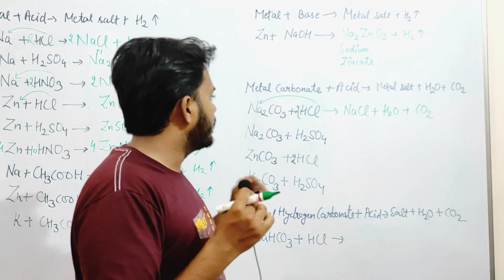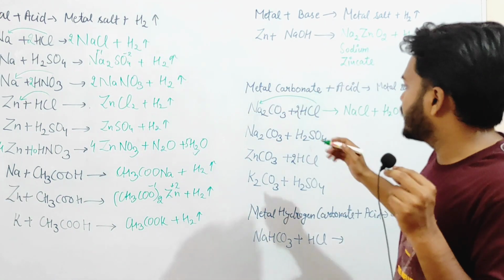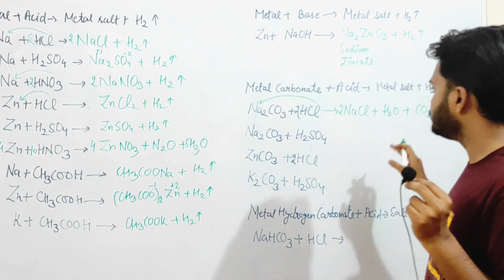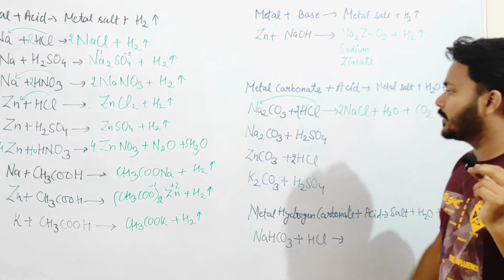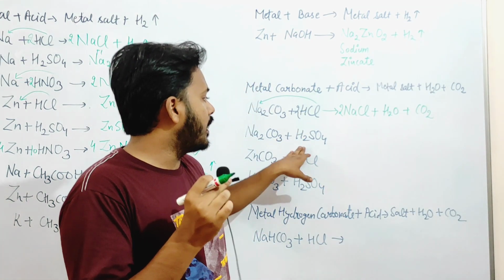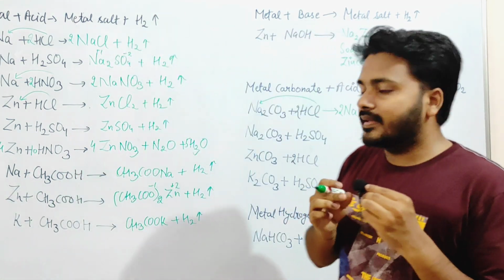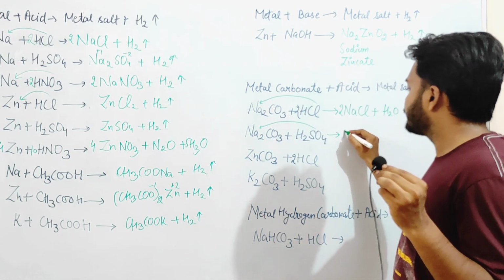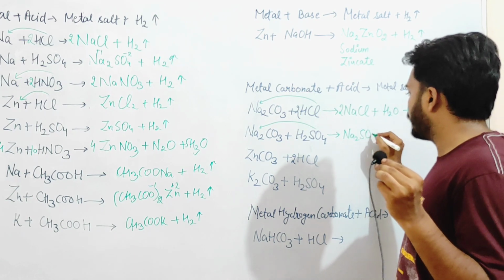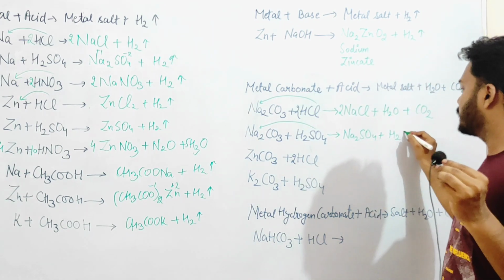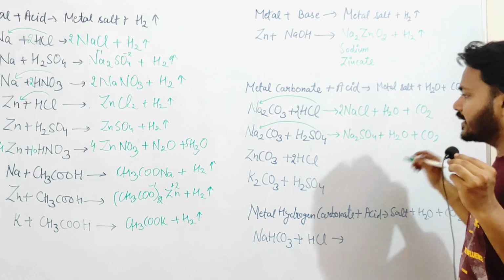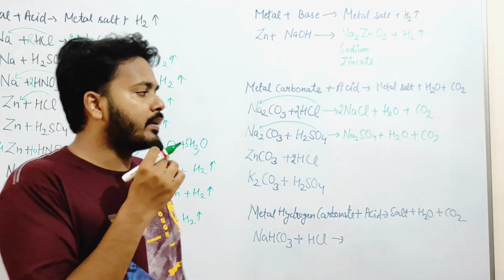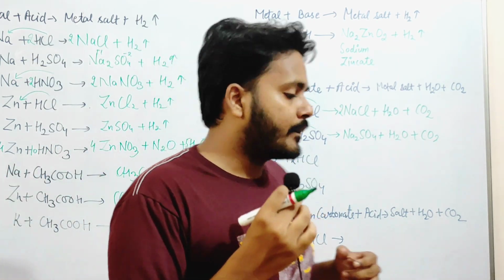Let's balance this reaction. There are 2 sodium atoms on the right hand side, so multiply with 2 here. This is the balanced reaction. Instead of HCl, now I have taken sulfuric acid. Simply again combine the negative part with the metal, Na2SO4 plus water plus carbon dioxide. This is the required product and this is the balanced reaction. You can check the number of atoms on both sides.